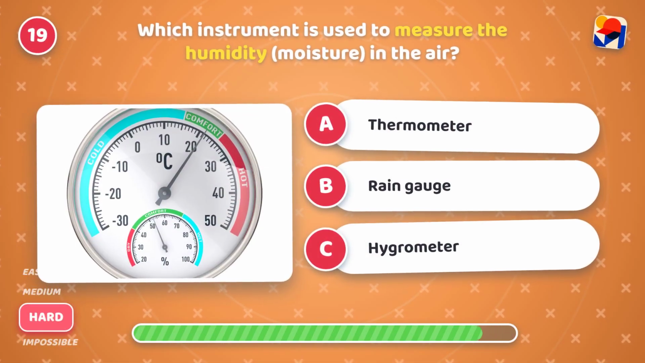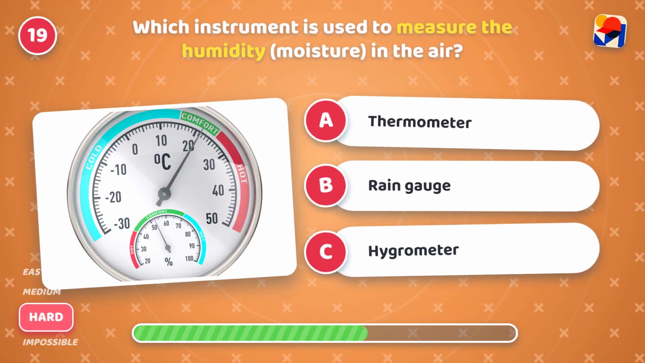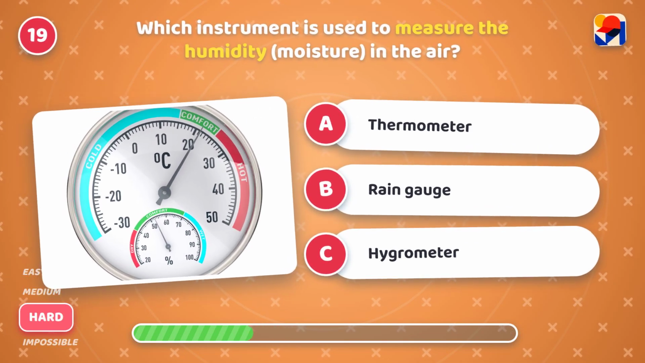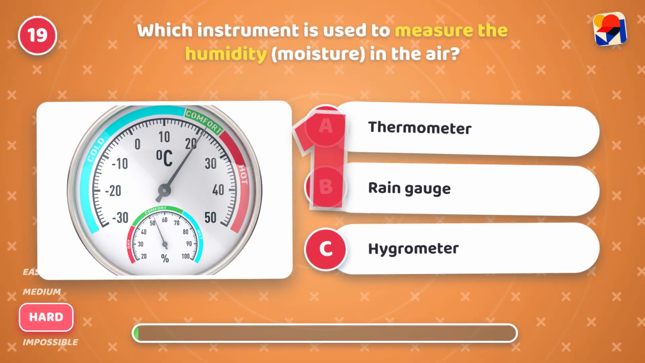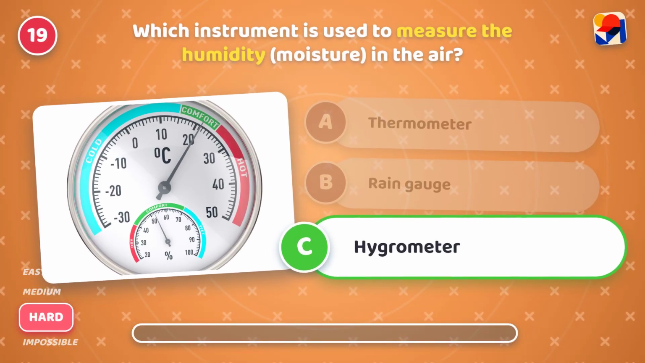Which instrument is used to measure the humidity in the air? Is it A, thermometer, B, rain gauge, or C, hygrometer? It's C, hygrometer. It calculates water vapor in the air.